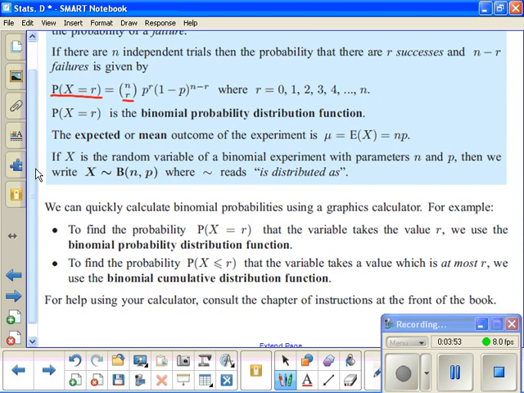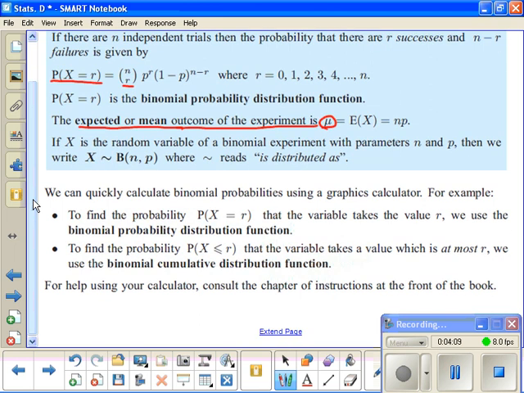But what happens if we're trying to find the expected or mean outcome of the experiment, which is mu. Again, here's that mu again. It's E of x, the expected value of x. You simply take the number times the probability, which we've already done. But it gets a little bit more complicated when you're working with parameters n and p, n being the number of experiments, p being probability. You can actually do it on a calculator.